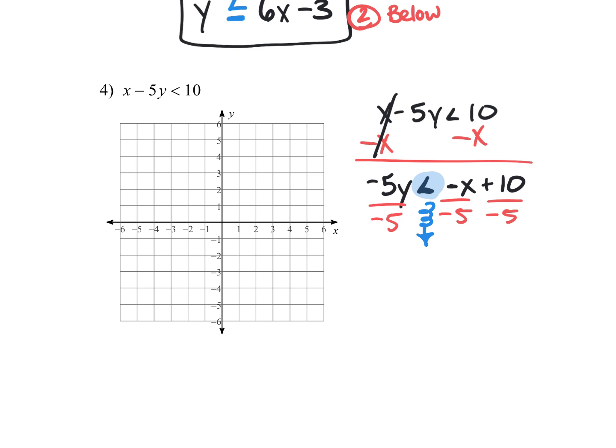So that means instead of facing the x, it is now going to face the y. Y'all have got to remember that step. So that means now y is greater than. 2 negatives will make a positive. But 1 divided by 5 is 1 over 5 with an x. 10 divided by negative 5 is negative 2.